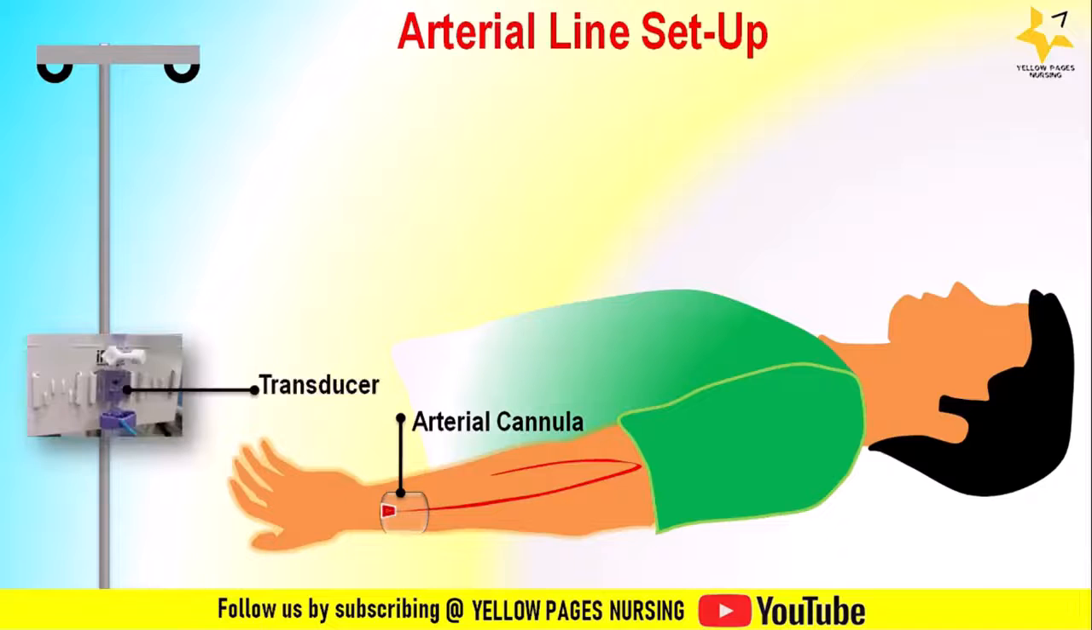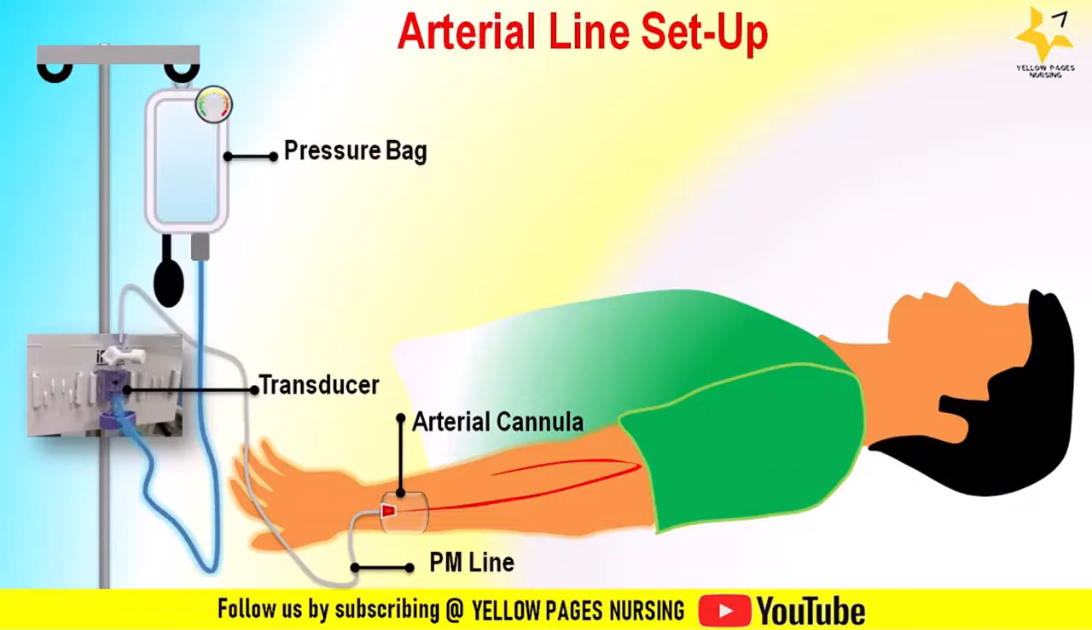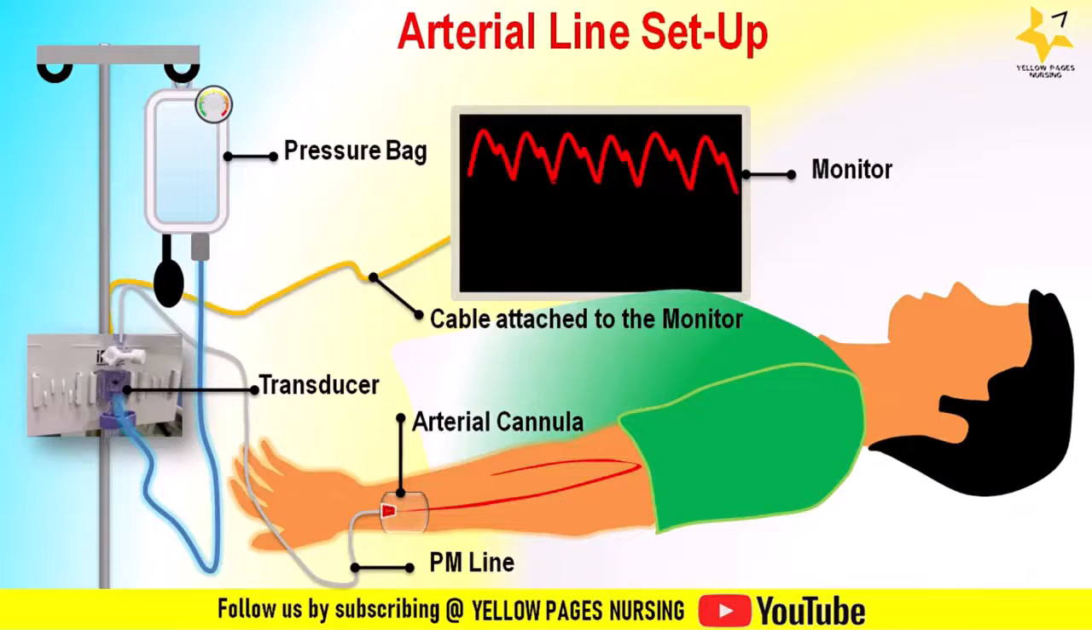The transducer is connected to the IV stand at the level of the phlebostatic axis. Next, the pressure monitoring line is connected to the transducer kit. Next is the pressurized saline bag attached to the IV pole, with the IV tubing connected at the other end of the transducer. Next, the cable from the transducer is attached to the monitor for measuring the real-time blood pressure. So this is all about the setup.